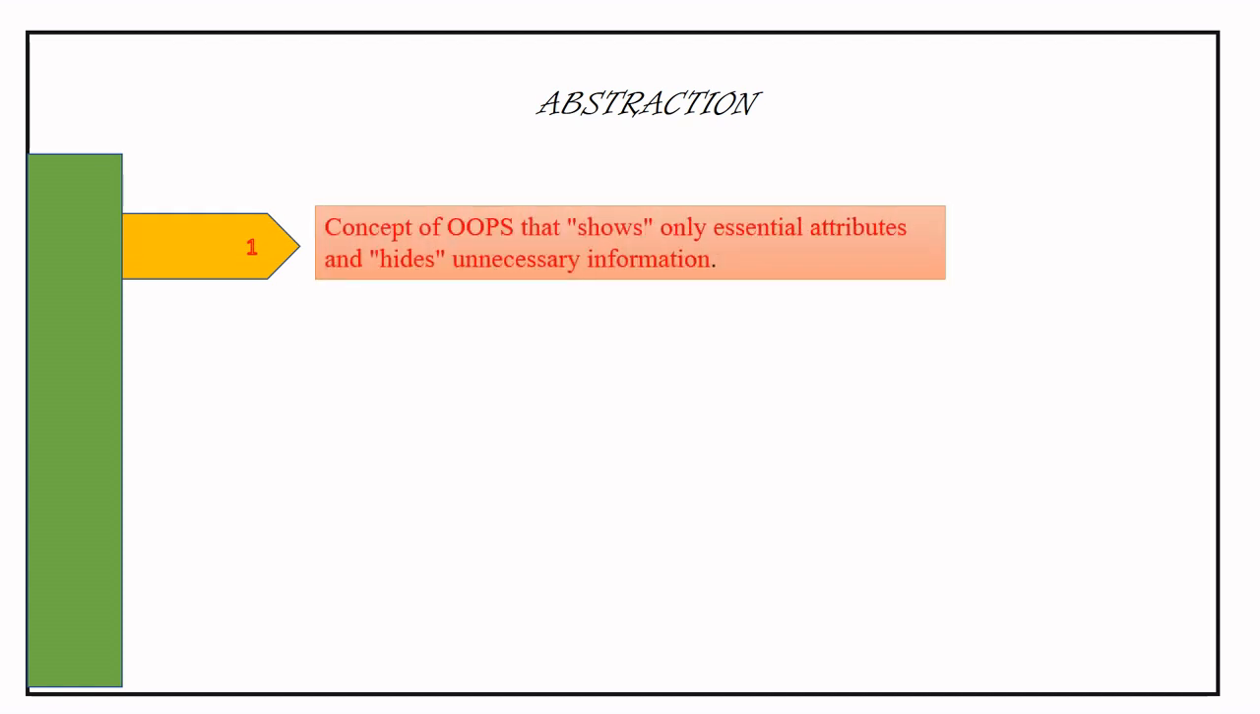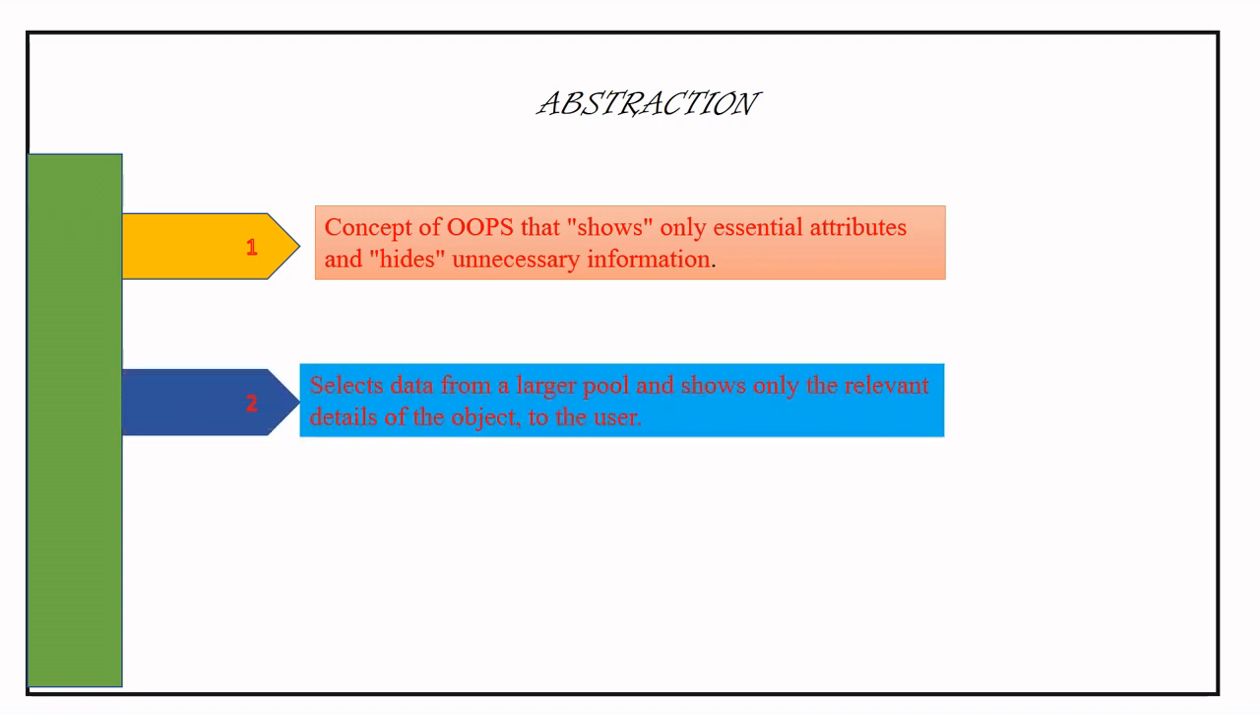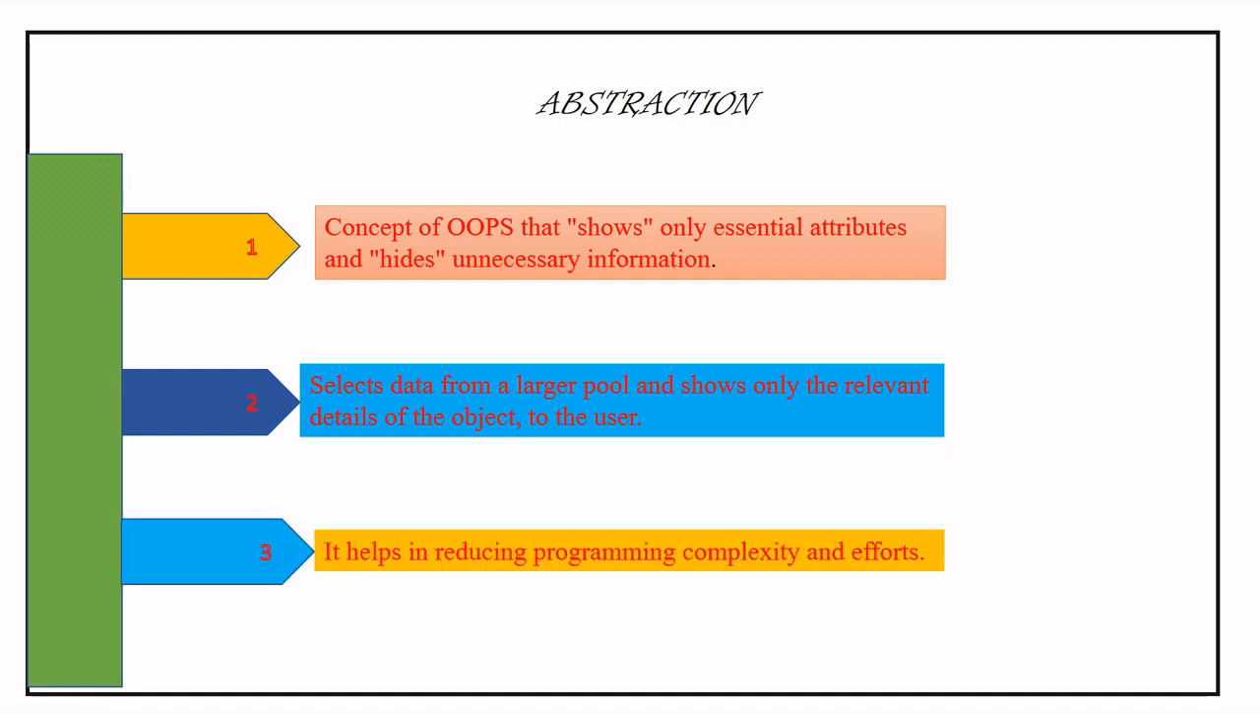Abstraction. The concept shows only essential attributes and hides the unnecessary information. In encapsulation, all the data will be hidden, but in abstraction, the essential attributes will be shown to the users. It selects the data from a larger pool and shows only the relevant details of the object to the user. It helps in reducing programming complexity and effort.